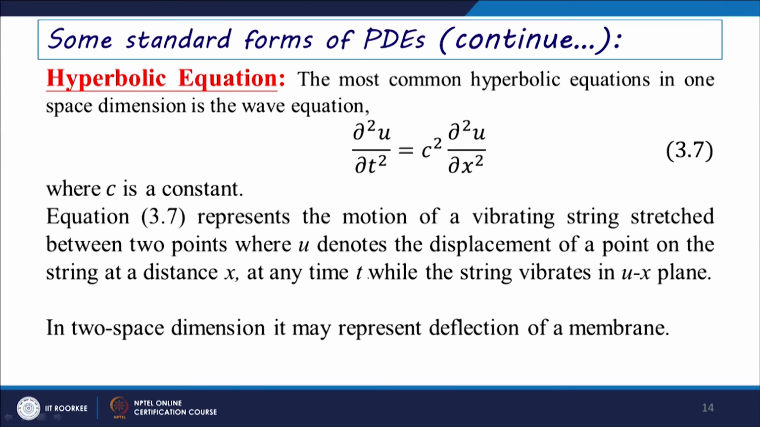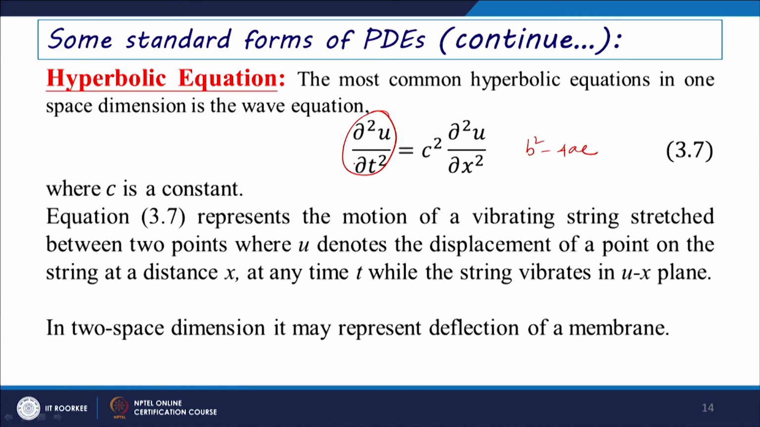Then if you go for a hyperbolic equation here, the most common hyperbolic equation in one space dimension is the wave equation. This wave equation is represented as del square u by del t square equals c square del square u by del x square here. So, two coefficients are involved here. That is why we can express this in the form of b square minus 4ac. Especially, we have defined that if b square minus 4ac is greater than 0, this is a hyperbolic equation.